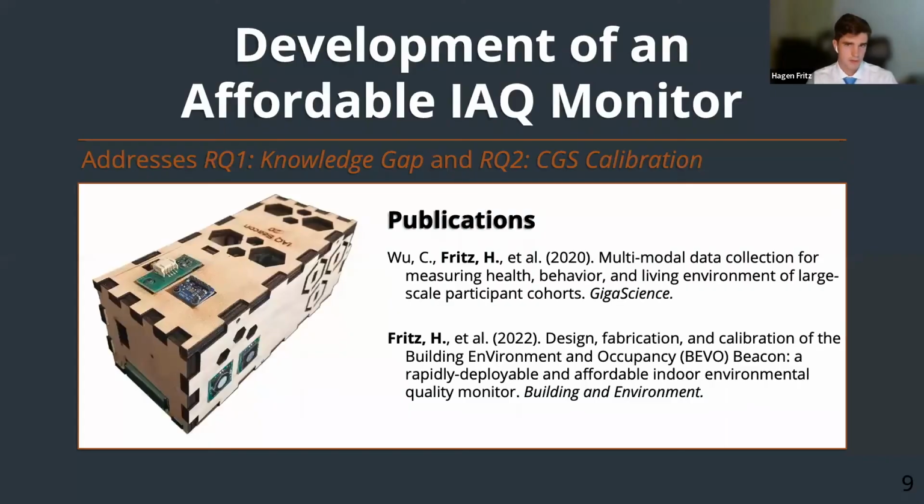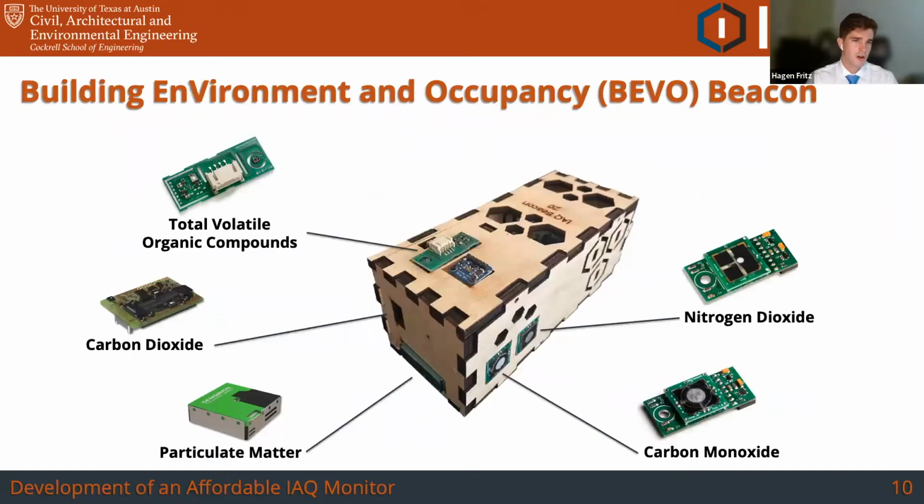So this first chapter, developing an affordable indoor air quality monitor, we built what we call the Building Environment and Occupancy Beacon, or the BEVO beacon, named for obvious reasons. You can see the different parameters that we're measuring there. The nitrogen dioxide, carbon monoxide, and carbon dioxide sensors also have temperature and relative humidity modules built into them, so we're getting that data. We have that little blue sensor on top that's a light sensor.